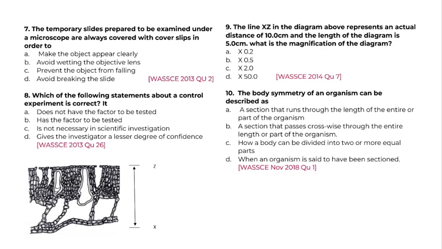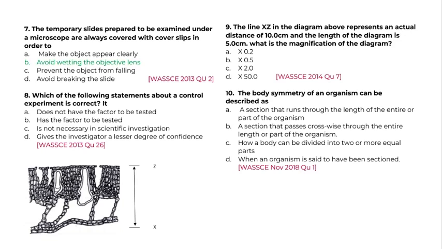So to take question 7 again, the temporary slides prepared to be examined under a microscope are always covered with a cover slip in order to A. Make the object appear clearly. B. Avoid wetting the objective lens. C. Prevent the object from falling. And D. Avoid breaking the slide. So the answer, as we already know, is B. Avoid wetting the objective lens.